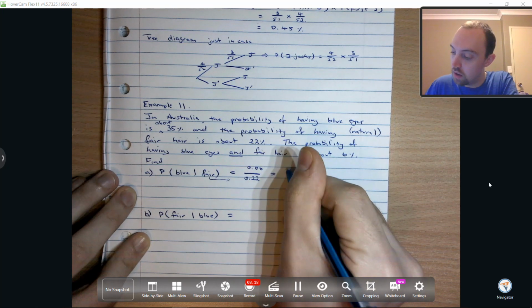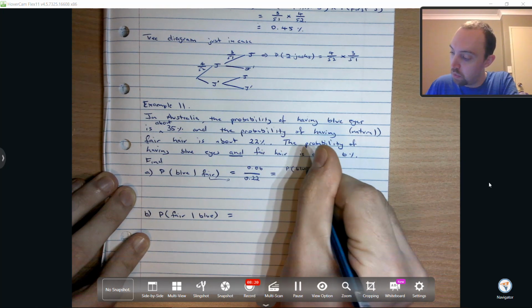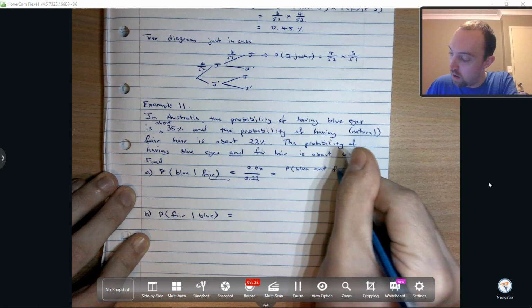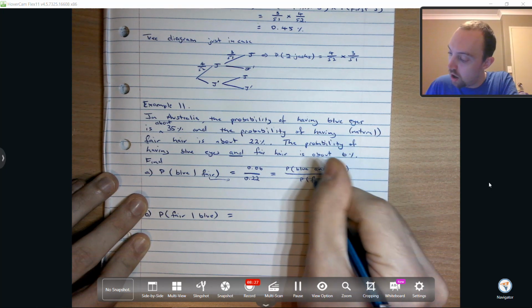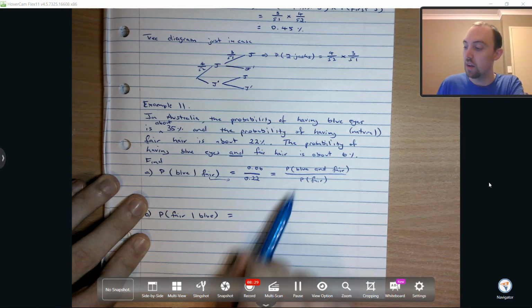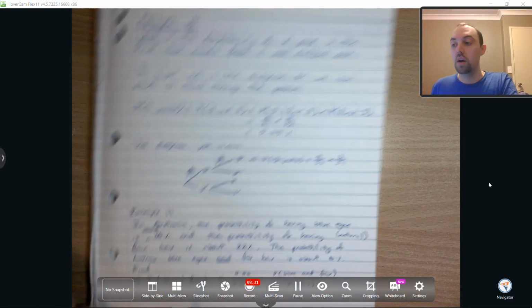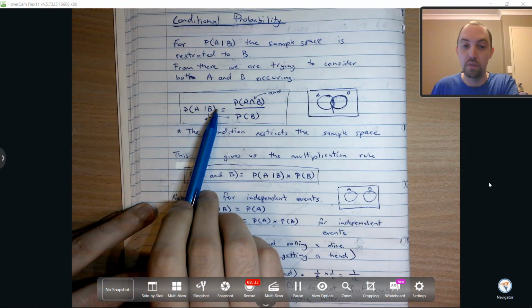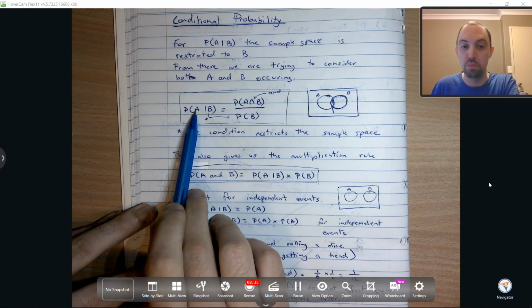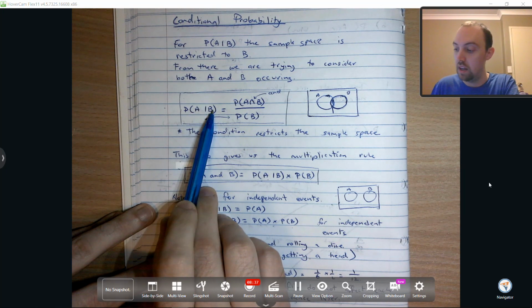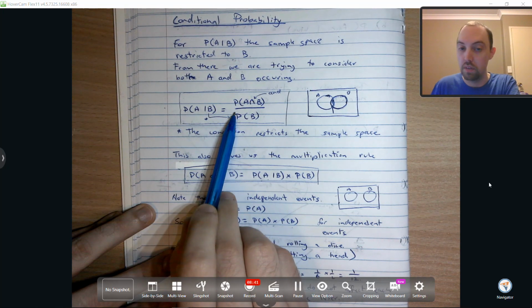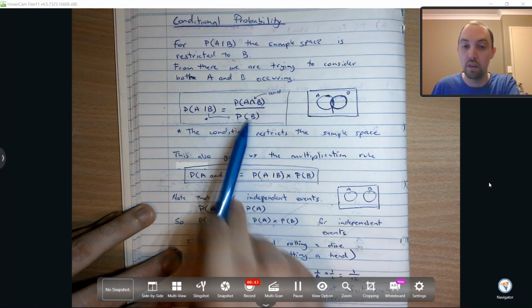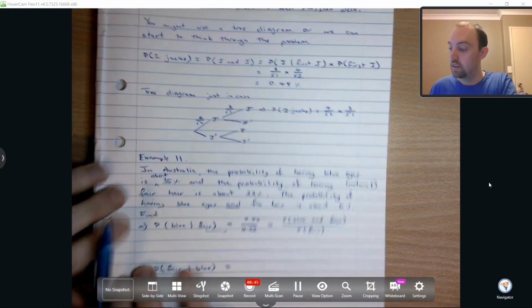Just in case, it's blue and fair over the probability of being fair. And this comes directly from our conditional probability formula. The probability of having blue eyes given fair hair is equal to the probability of blue eyes and fair hair over the probability of fair hair. Same situation.